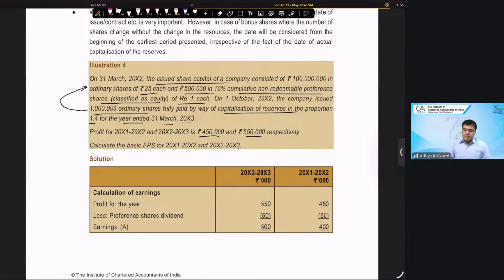Okay, fine. Now, how many shares do I have in the capital structure? How many types of shares do I have in the capital structure?